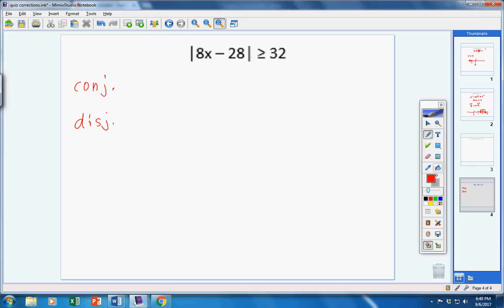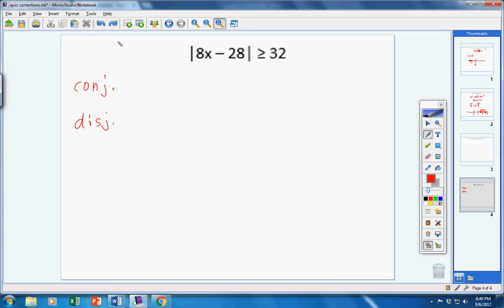Okay, for example, if I would have had positive 5 like this, then the absolute value is not by itself. You bring the positive 5 over and make it a negative 5. Okay? You must get the absolute value all by itself first, okay?